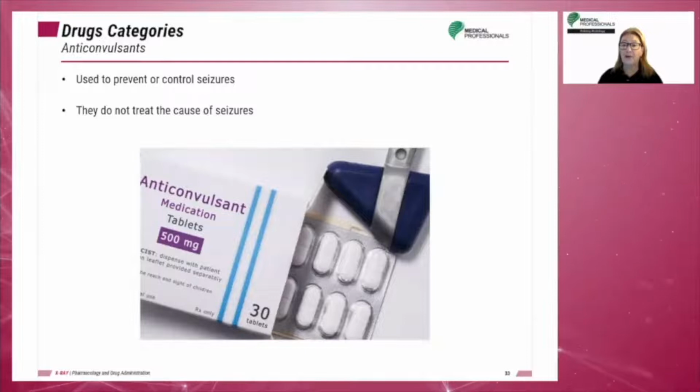Anticonvulsive drugs are used to prevent or control seizures. They do not treat the causes of seizures. Examples are clonazepam or Klonopin, an oral anticonvulsive used to control petit mal seizures, and phenytoin or Dilantin, an oral or parenteral drug used to control grand mal seizures.